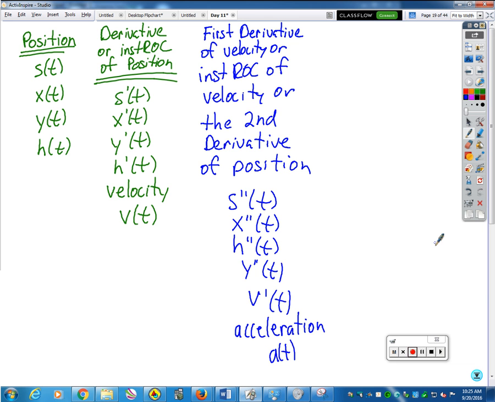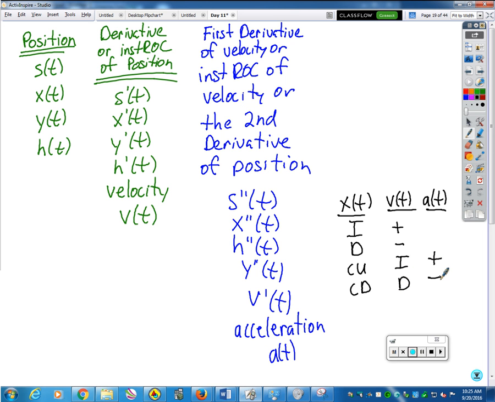Let you catch up in the notes again. And you can build a chart with these things. So you can build a chart that looks like this: X of t, V of t, A of t. And the chart would have the exact same pattern as before. Questions?